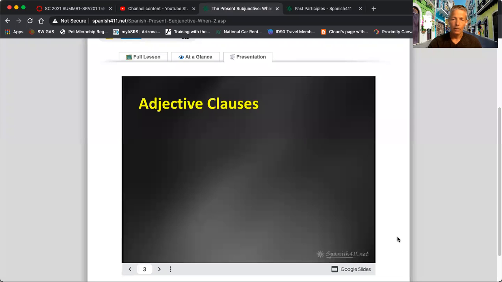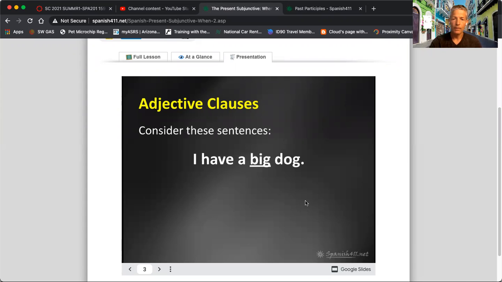In previous lessons, you've learned the subjunctive with influence, subjunctive with doubt and denial, and the subjunctive with emotion. Today you're going to learn a usage of the subjunctive that's a little bit different than what you have learned. The name of this is the subjunctive with adjective clauses. Let's learn about this. First of all, let's talk about what an adjective clause is.